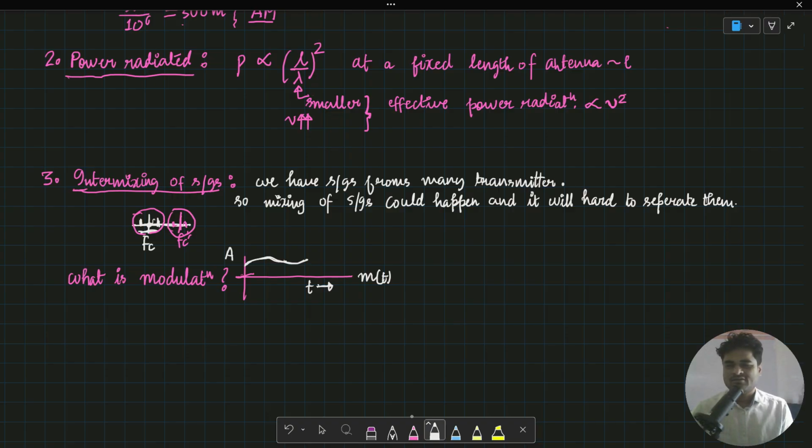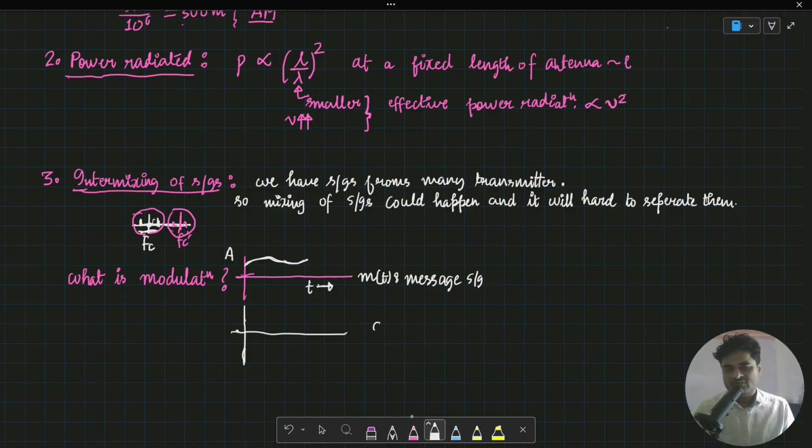And what we do, because our message signal is very important, we take a stronger signal that is called carrier signal. So the issue is that we take a high frequency carrier signal. This is message signal and this is carrier signal.